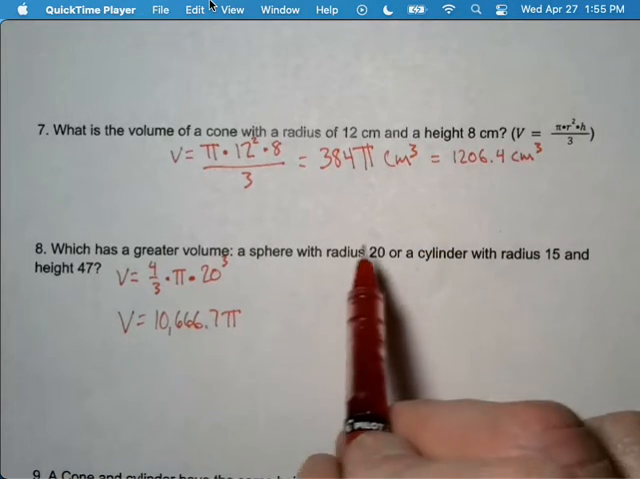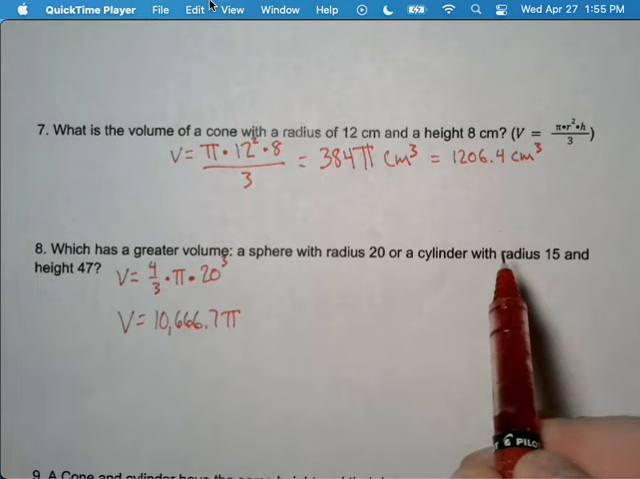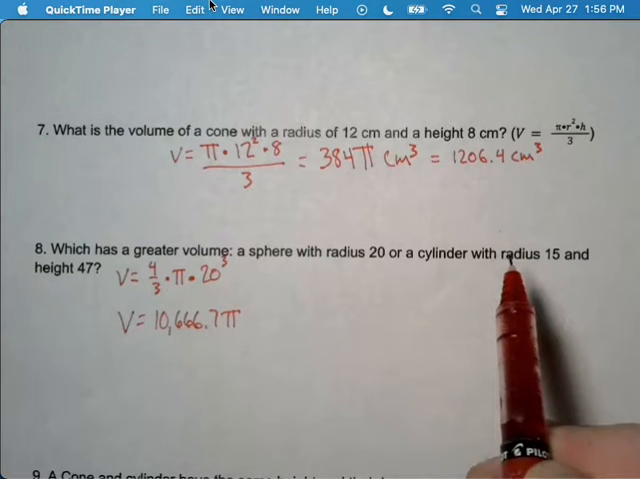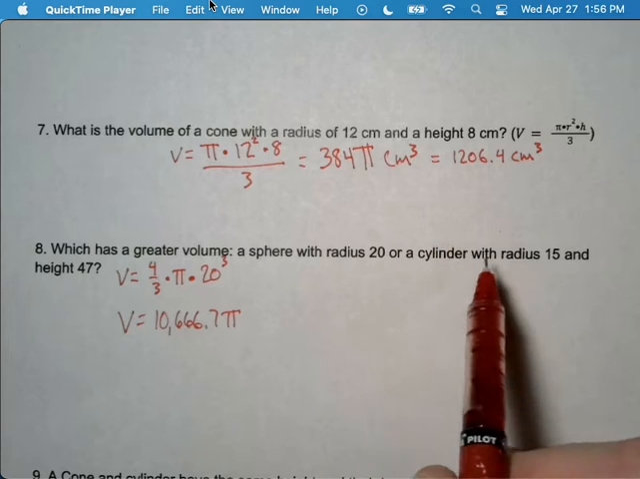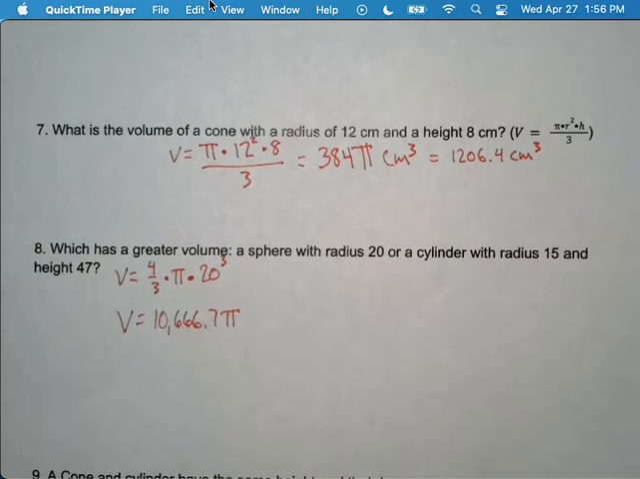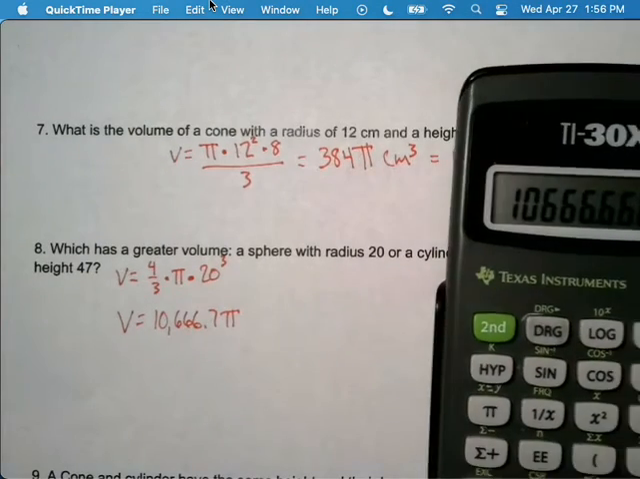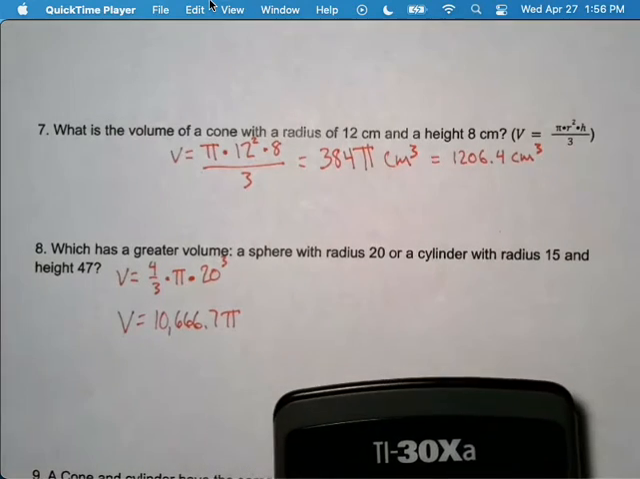And it doesn't give us a measurement. We don't know if we're in feet, centimeters, or meters, or what. Does that matter? No, it doesn't matter. They're both in the same unit, so we don't even need to stick a unit on it. Okay, so it's okay.